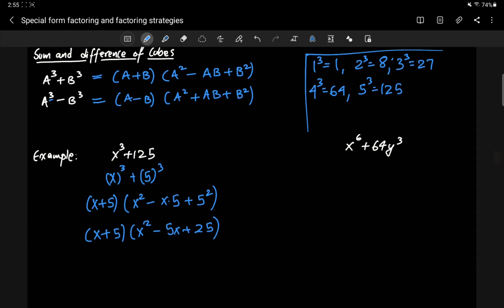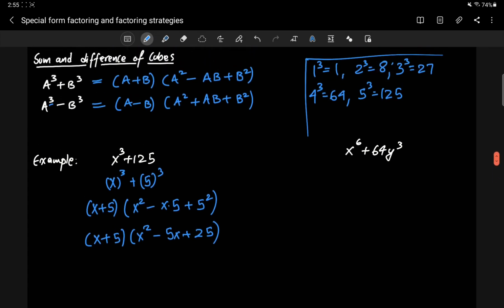Now the second example, slightly not direct. So you have x to the 6 and you have a y cubed. So this cube signifies that it's probably a difference of cubes, right? So 64 from our list is 4 cubed, so this is 4y cubed. And x to the 6 can be written as x squared cubed. Okay, now what's going on here?